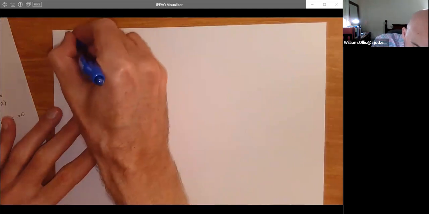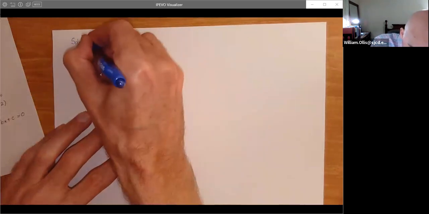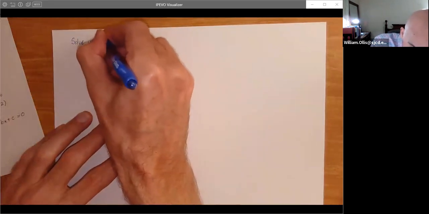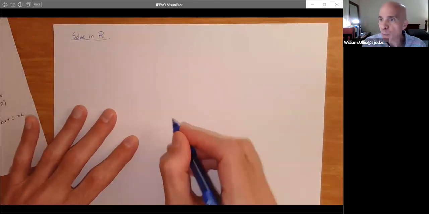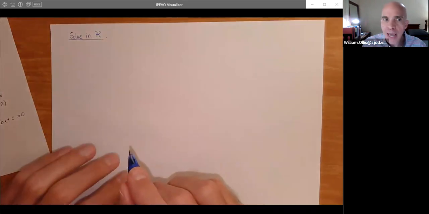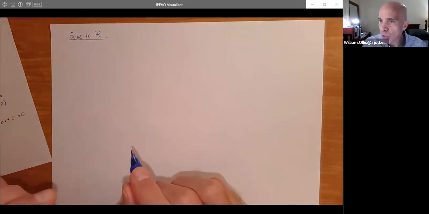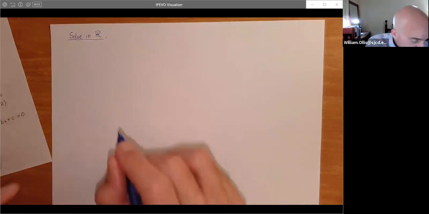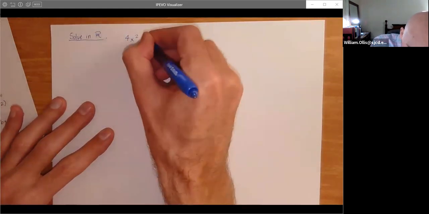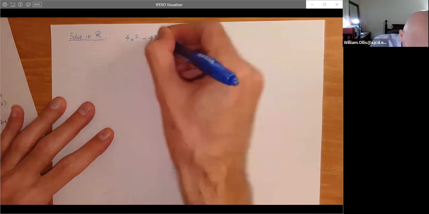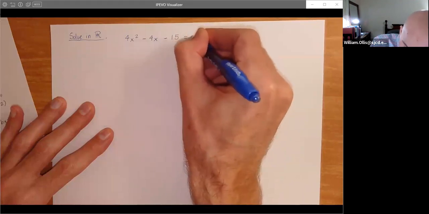Okay, so what we want to do here is say solve in the real numbers. And I'll just say solve in R. Of course, you already know from college algebra that you can have imaginary zeros, but right now we're just focusing on the real ones. And if you find a discriminant that's less than 0, you'll know that the actual zeros will indeed be imaginary. So here's a good example. 4x squared minus 4x minus 15 equals 0.